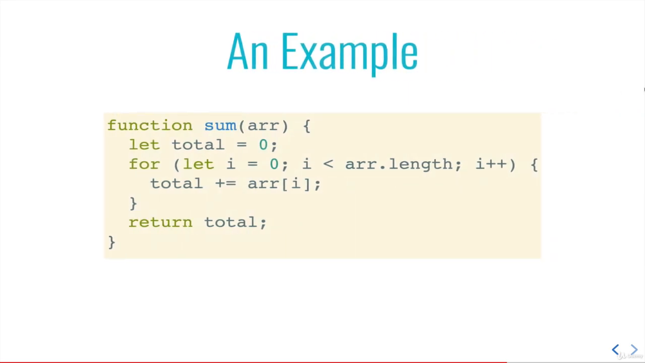So let's take a look at an example. Here we're focusing not on time complexity, but on space complexity. This function called sum takes an array and sums all the items in the array. We have a variable total, which starts at 0. Then we have a loop that goes from 0 to the end of the array, and we're just adding the value of each item in the array to the total variable, and then we return it at the end.